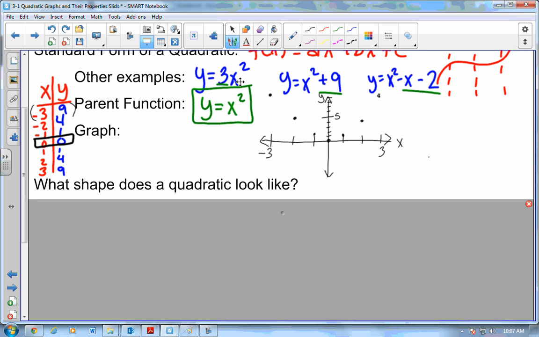So right here at the bottom, that minimum point, make sure it's not a sharp V, because that's a different function we'll learn later this year. Make sure, especially at that bottom part, you curve it like a U. What does the shape of a quadratic look like? It looks like a U.